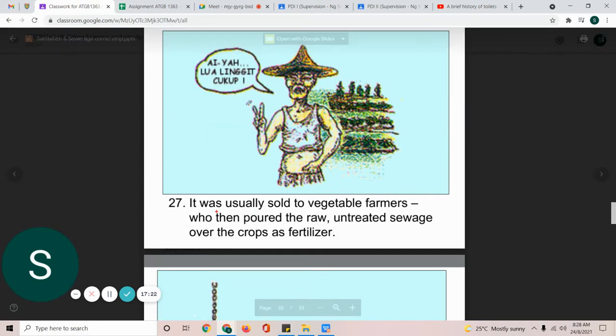Okay, so next, usually this will be sold to vegetable farmers. Because raw and untreated sewage is very nutritious for the plants, they will want it. So we can use it as fertilizer. This was the practice in the past.